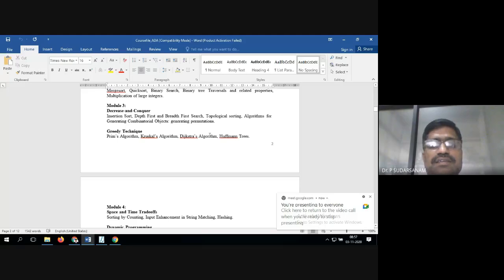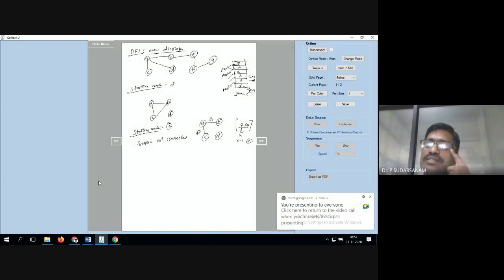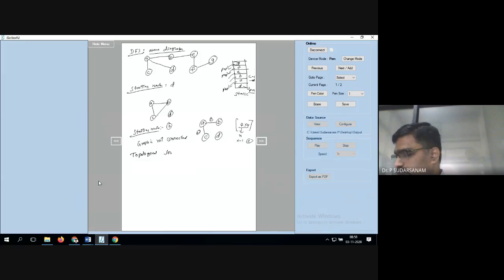topological sorting. So topological sorting is nothing but, I told you already, you have two methods. One is called the source removal method, one is using the stack. Like DFS you have done, I'll tell you the source removal method only. So topological sorting.